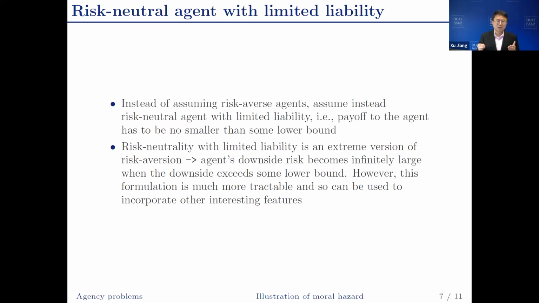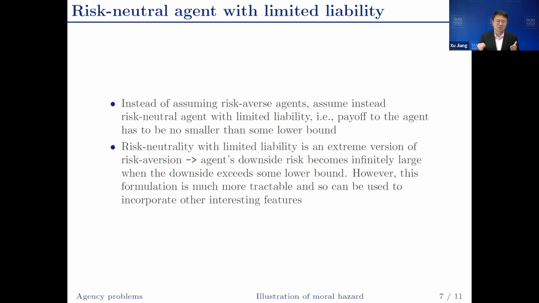Risk neutrality with limited liability is actually not very different from risk aversion. It can be seen as an extreme version of risk aversion. Limited liability means that the agent's payment cannot go smaller than some lower bound. That just means the agent is infinitely risk averse when the downside exceeds that lower bound. However, the benefit of using this formulation is that the algebra is much simpler. It's much more tractable.